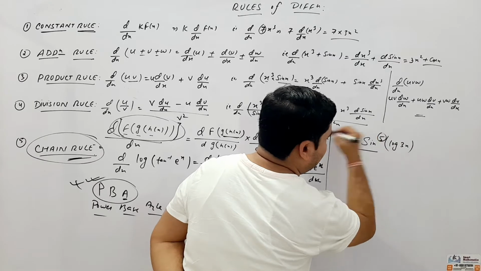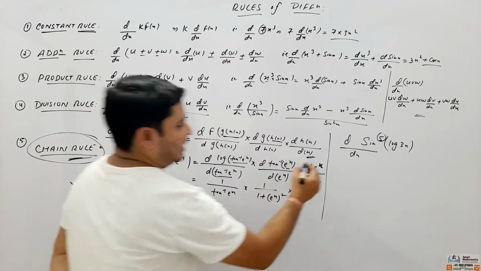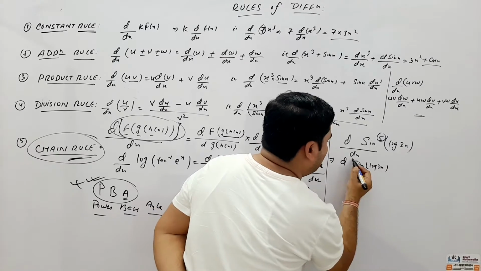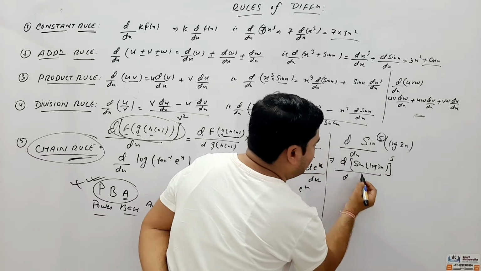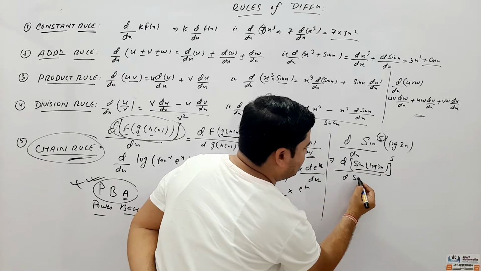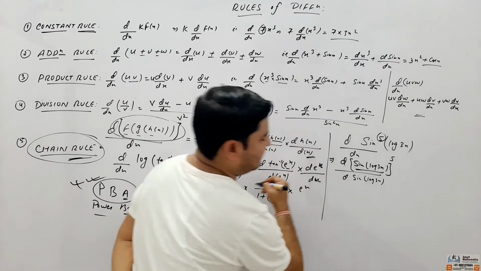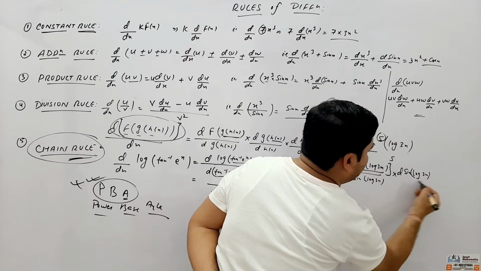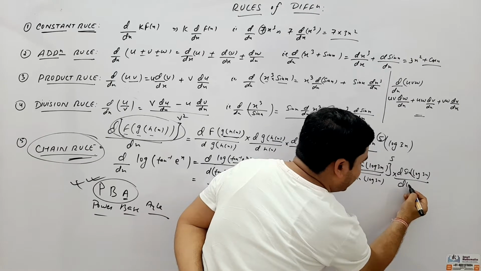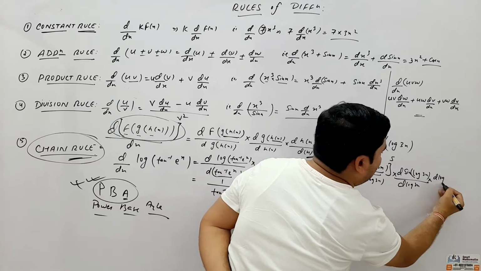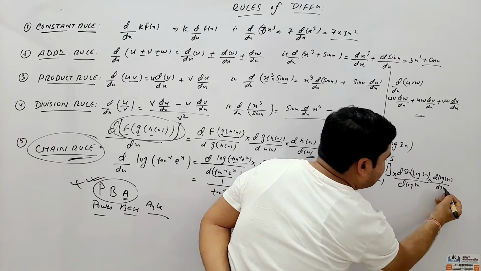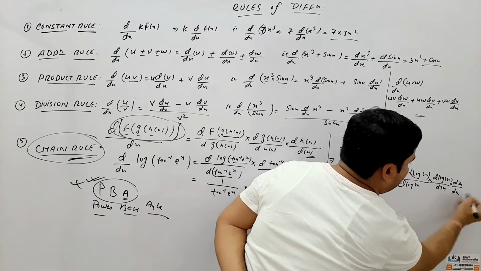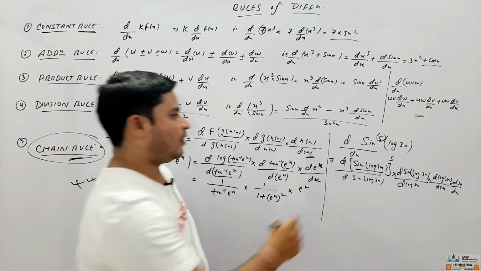So see, here we have the power 5 first. So the chain will form like this: d of (sine log 3x) to the whole power 5 by, look at your base, this time your base is sine log 3x, so sine log 3x remains the same. Next, d of sine log 3x. This time we have to differentiate our sine function with respect to log 3x. The next chain is for log 3x with respect to 3x, because your log function is dependent on 3x. So the last step is 3x with respect to x. This would be the chain for such functions.